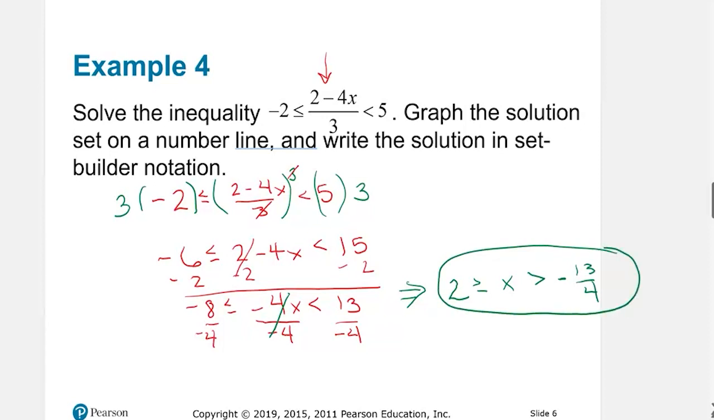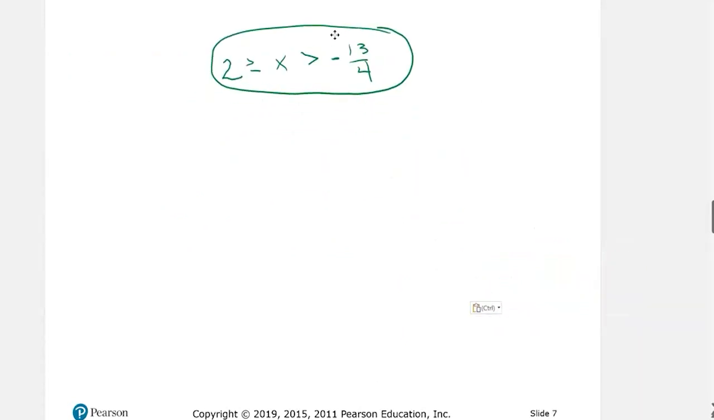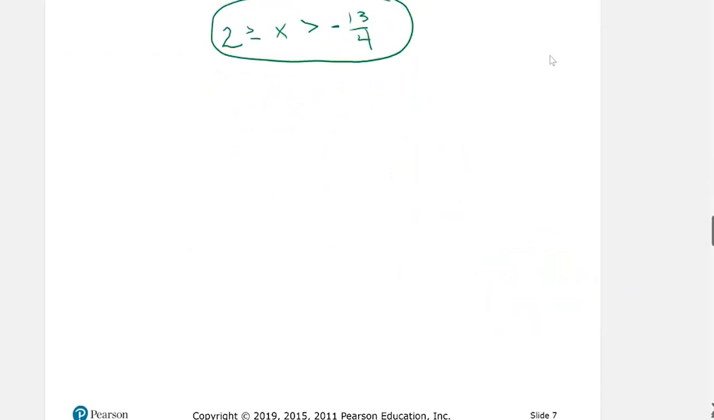Then it says graph the solution on a number line. So let's get a new page because I am out of space. And now what I'm going to do is actually flip it around. So I'm going to say -13 over 4. Here it says x is greater than that, so that means this is less than x, right? As long as I turn everything, and remember what I said, the larger side of the inequality is pointing to the larger number, which is true. And then this would be less than or equal to 2.